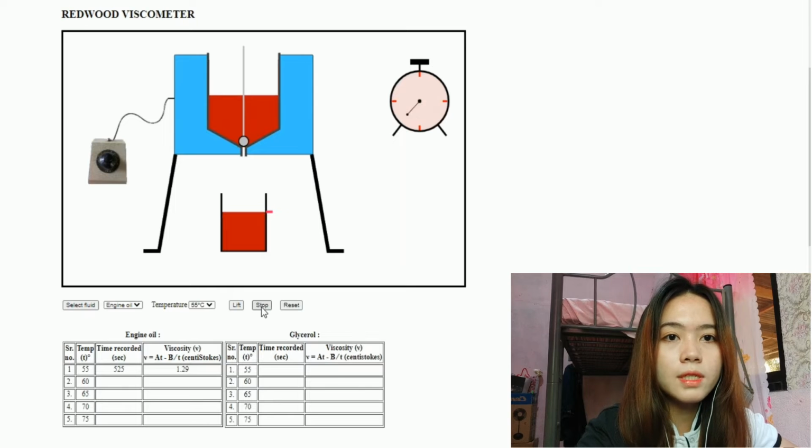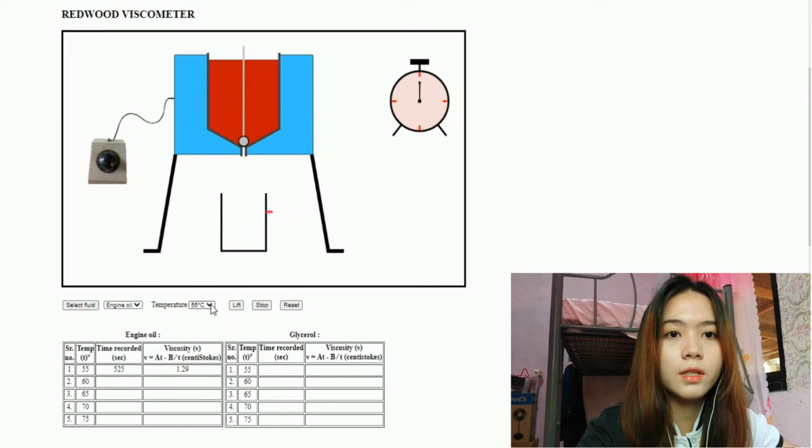Now click on the reset button to reset the setup. It's already recorded in the table. Again, select the next temperature and repeat the procedures for all remaining temperatures.